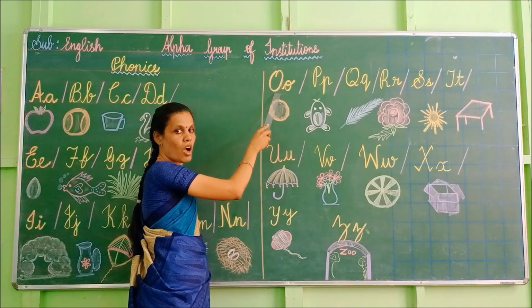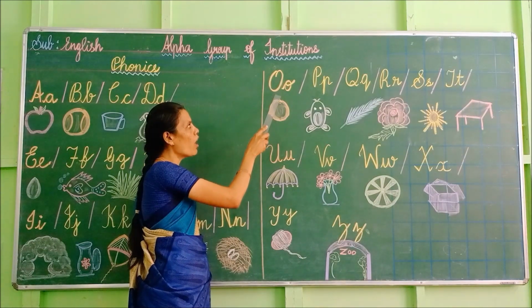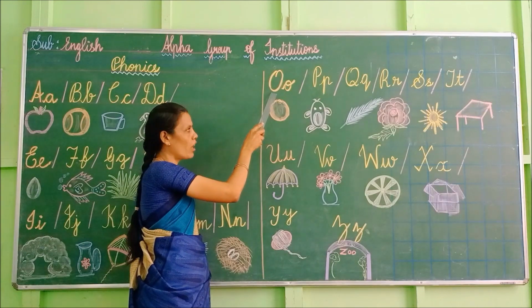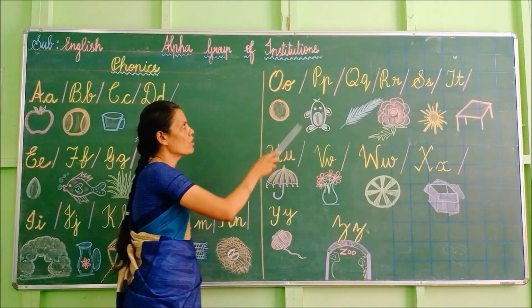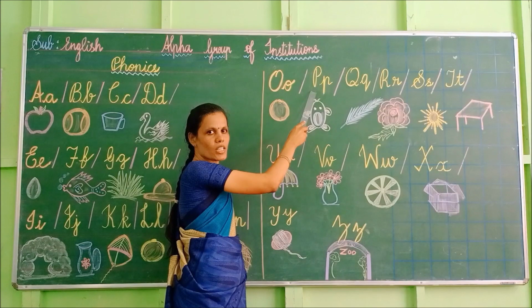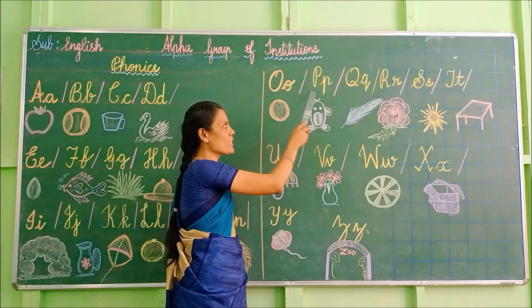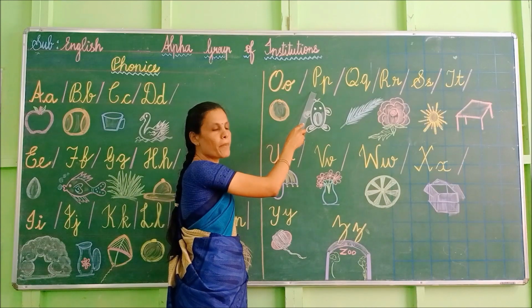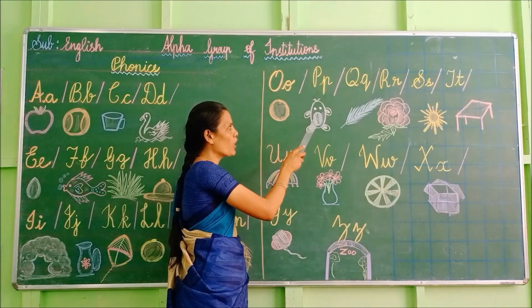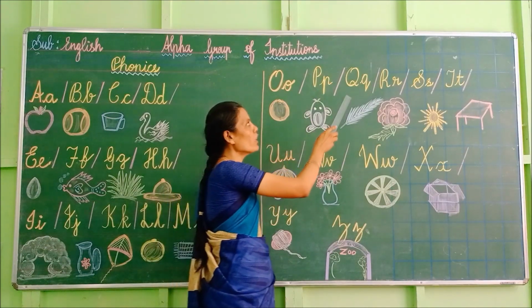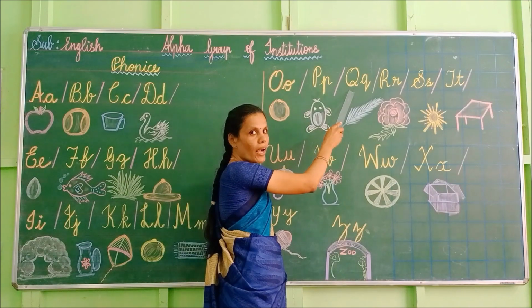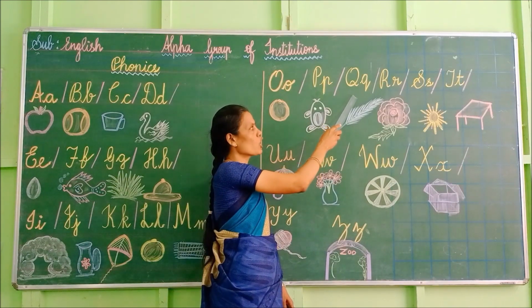O. O sounds O. Orange. Now tell me, what letter is this? P. P sounds P. Penguin. Next one. Q. What letter is this? Q. Q sounds Q.